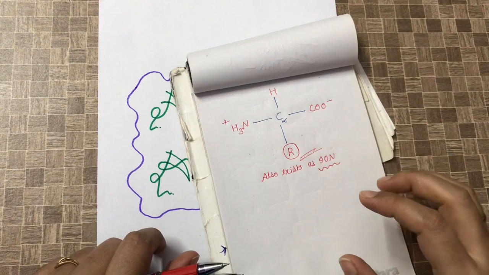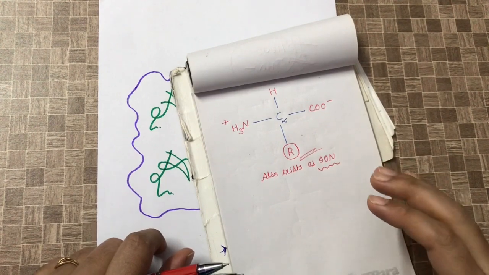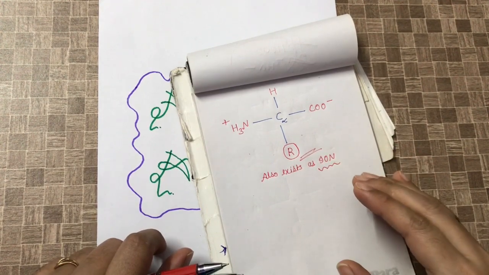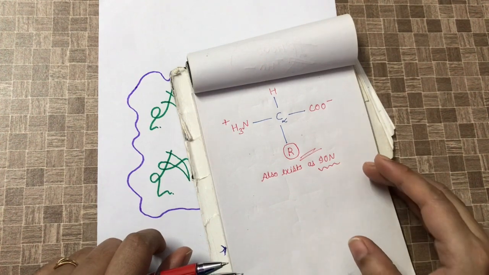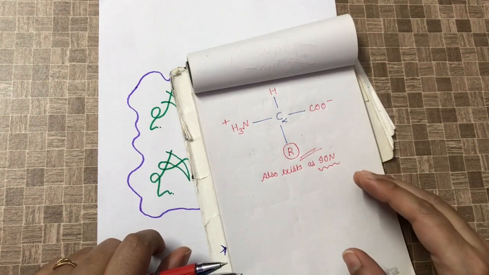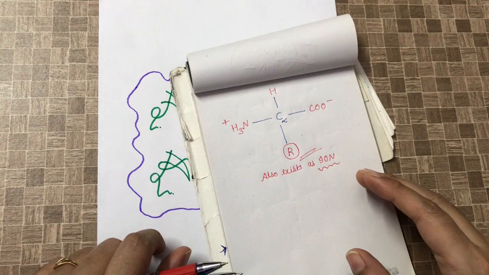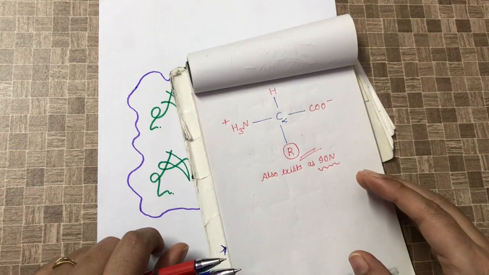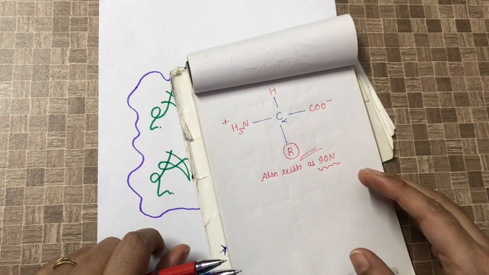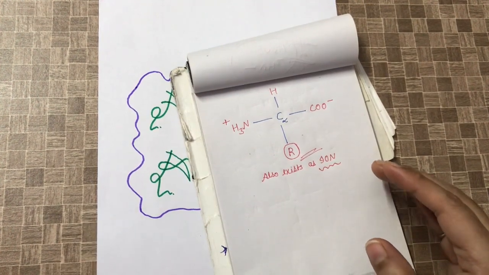So now we'll be discussing all 20 amino acids, their three-letter abbreviation, single letter symbol, and the structure of the particular amino acid. And yes, of course, the special group present in the structure.